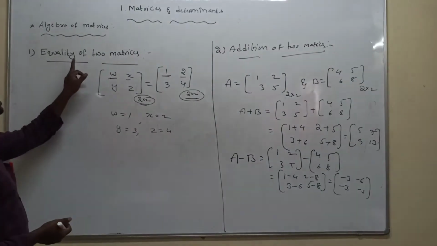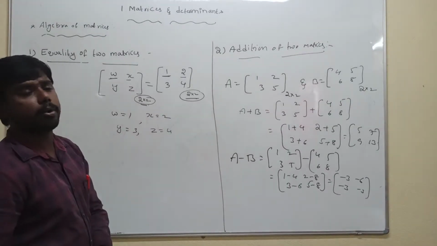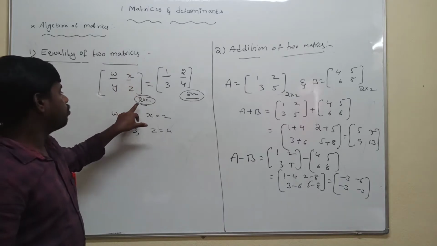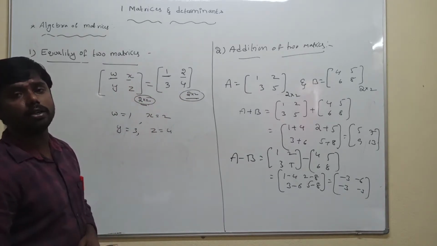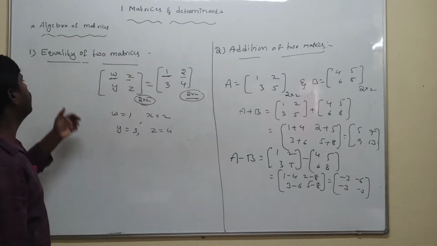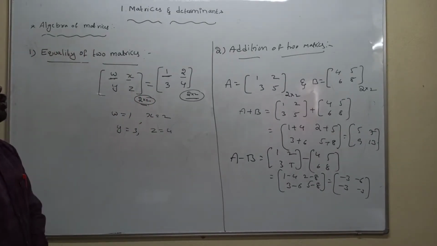The first one is equality of two matrices: two matrices are said to be equal if both matrices have the same order and corresponding elements are equal. It is called equality of two matrices.